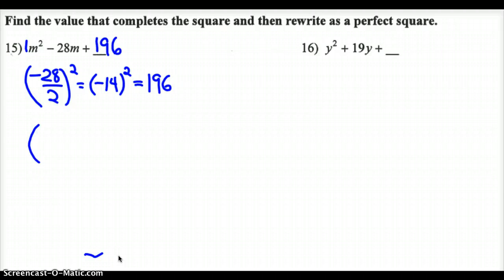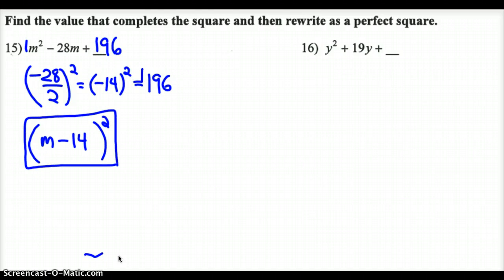Now to rewrite this as a perfect square, I'm going to write it as m minus 14 squared. So really two answers here. I'm completing the square with the constant 196, and my binomial squared, m minus 14.